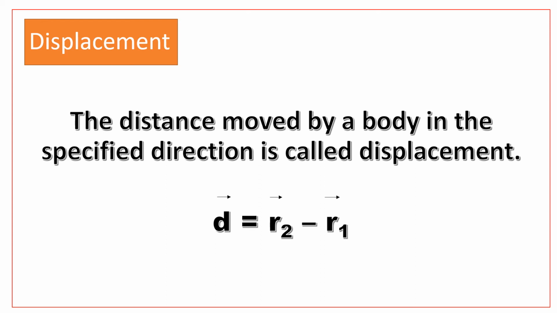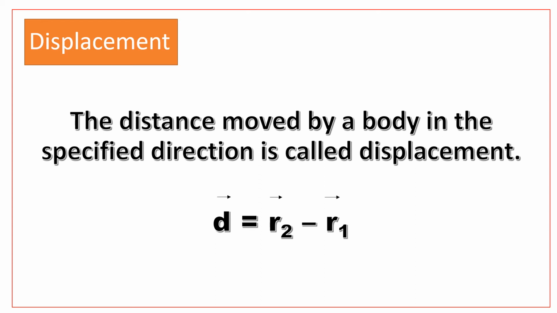We can say that the distance moved by the body in the specified direction is called displacement, and it is represented by a small d with the vector sign above it. Then d vector is equal to r2 vector minus r1 vector. r2 is the position vector in a coordinate system, and r1 is another vector in the coordinate system, and the difference between the two vectors is called the displacement.